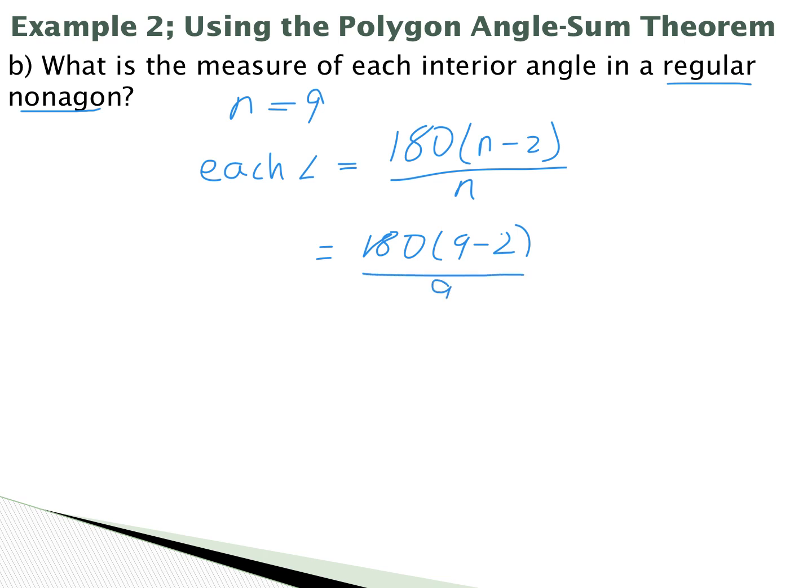over 9. 180 times 9 minus 2 would be 1,260, which is 180 times 7, divided by 9. So when we divide that by 9, we would get 140 degrees for each angle of a regular nonagon.